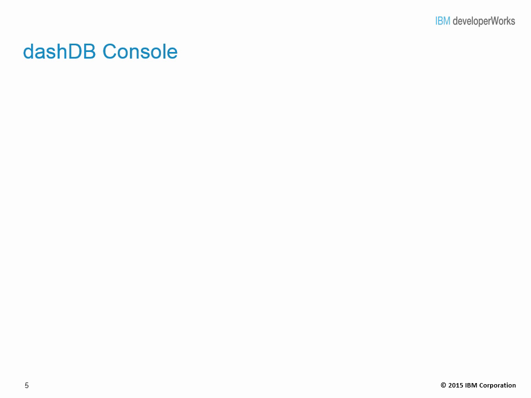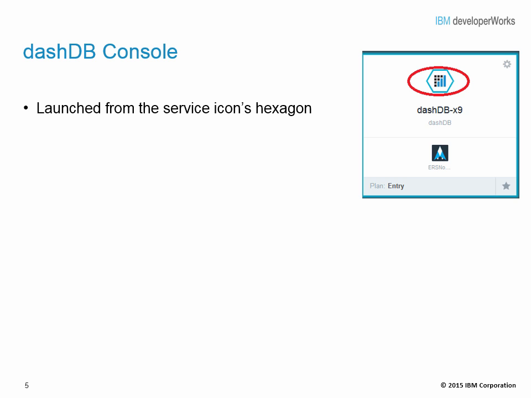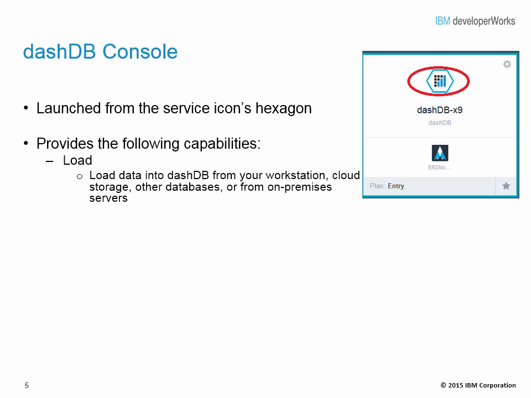Now let's look at the DashDB console. Like with the Cloudant console, it's launched via the service icon's hexagon, and it provides several capabilities. First, the capability to load. So you can load data into DashDB from a variety of different sources, including your workstation, cloud-based storage, other databases, on-premise servers, and so on.